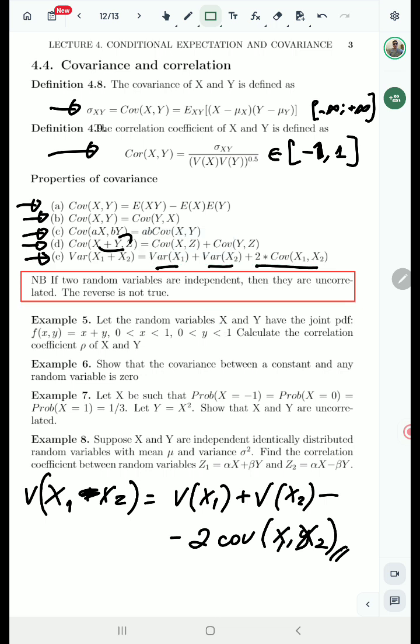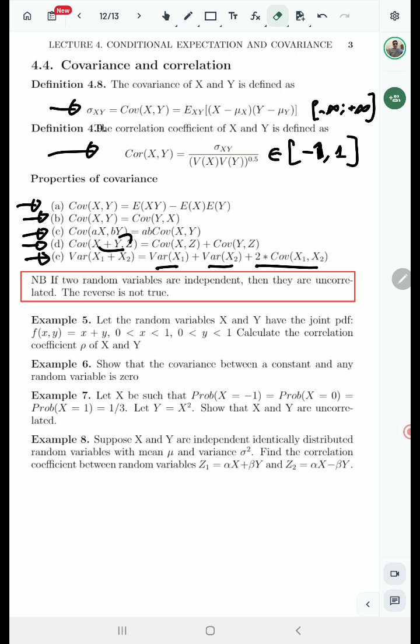If two random variables are independent, remember, independence means that there is neither linear nor non-linear relationship. There is no relationship at all between x and y, okay? So correlation and covariance, meanwhile, are measuring the linear relationship between two variables, okay? So whenever you have independence of x and y, it automatically implies that the covariance and correlation is equal to 0.